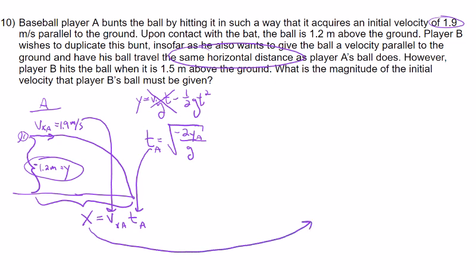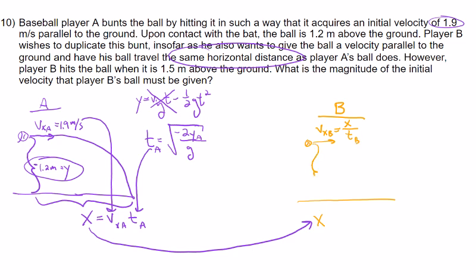So let's pick a different color for player B. Let's make them orange. So here's player B over here. Player B wants it to travel the same x distance so that these x's are the same, but it's going to hit this baseball from a higher point. We don't know its Vx. That's what we're going to try to find. So I'm going to be taking x and dividing by the time for player B.